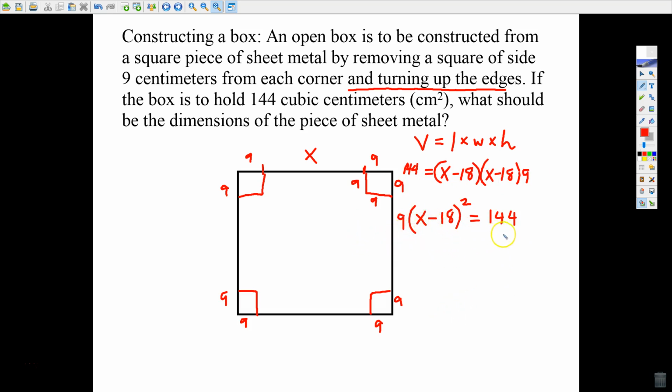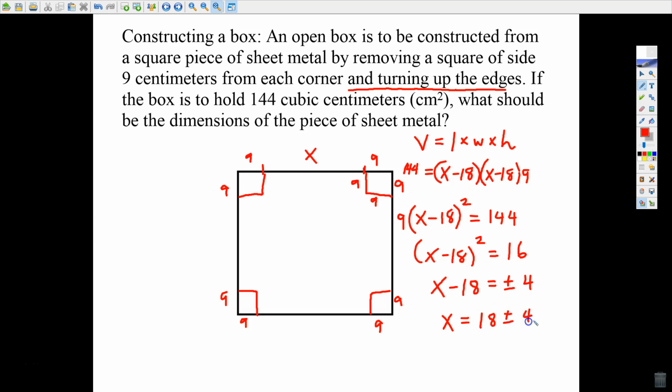We'll first divide by 9 on both sides. And 144 divided by 9, I believe, is 16. Yes. And now we can take the square root of both sides. x minus 18 equals plus or minus 4. And now we're going to add 18 to both sides.